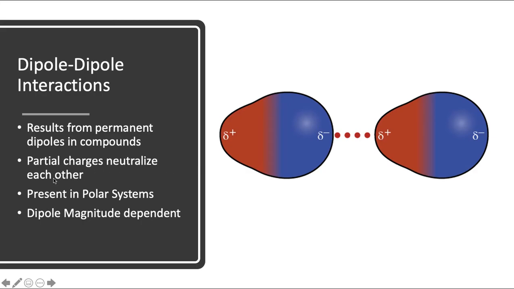They are present in polar systems, and the strength of the dipole interaction depends on the magnitude of the dipole. How large is the dipole? You will figure this out by looking at how polar a bond is. The more polar the bond, the larger the magnitude of the dipole. And the more polar bonds tend to have a larger electronegativity difference.